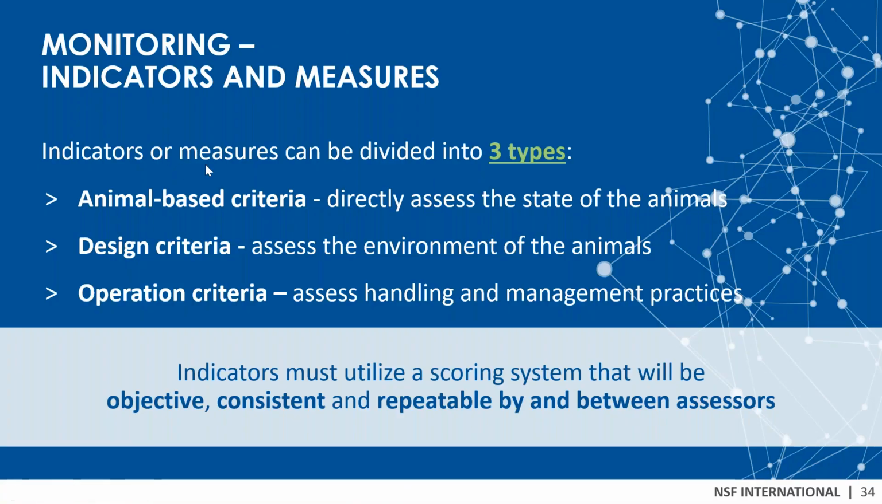Okay. So when you're taking a look at monitoring and the indicators and measures that you're utilizing, you want to make sure that you can use something that's going to effectively give you the right information. The types of indicators or measures can be described as either animal-based criteria, design-based criteria, or operation criteria. This is very familiar from your hazard identification. The animal-based criteria directly assess the state of the animals. Design assesses the environment, and operation assesses your handling and your management practices.